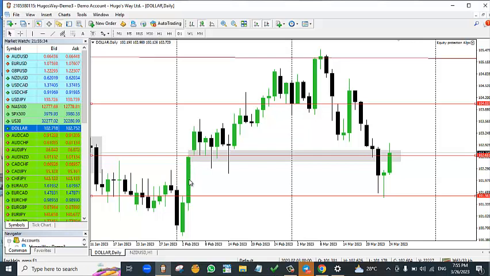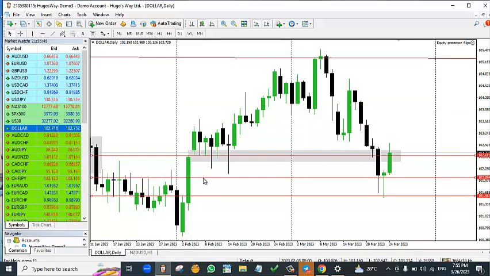Now, I wouldn't have minded if the entire range is not filled, because there are times it will not be entirely filled. We can get the range filled up to the midpoint, which ICT calls consequent encroachment, and that would still have been fine.